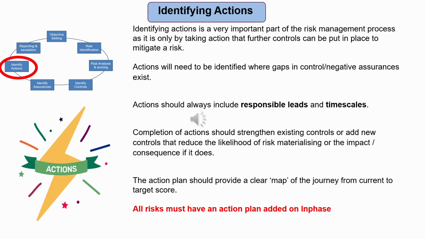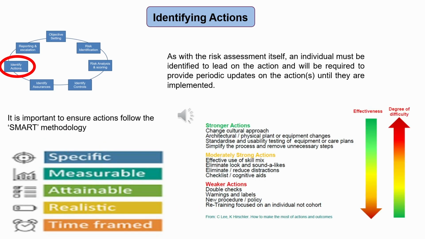Completion of actions should strengthen existing controls or add new controls that reduce the likelihood of risk materializing or the impact or consequence if it does. The action plan should provide a clear map of the journey from current to target score. As with the risk assessment itself, an individual must be identified to lead on each action and will be required to provide periodic updates on the actions until it is implemented.